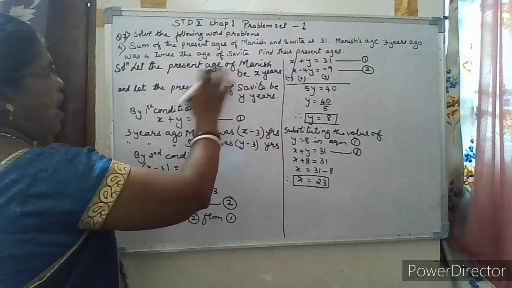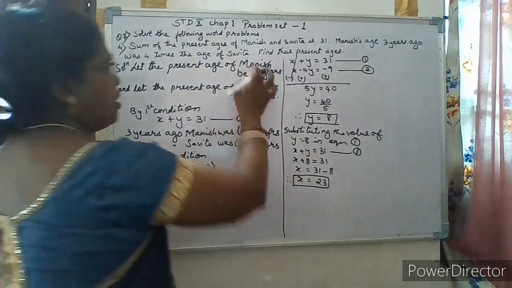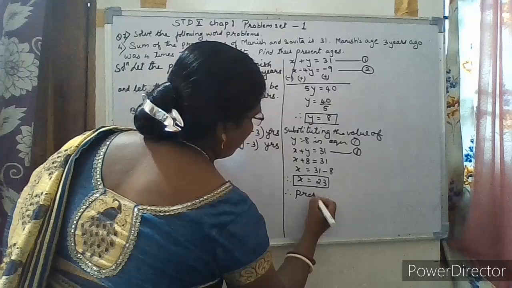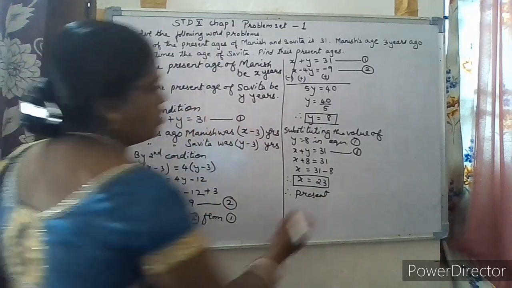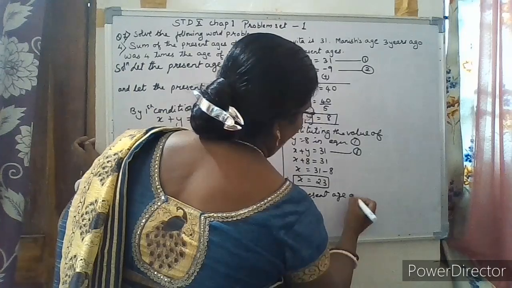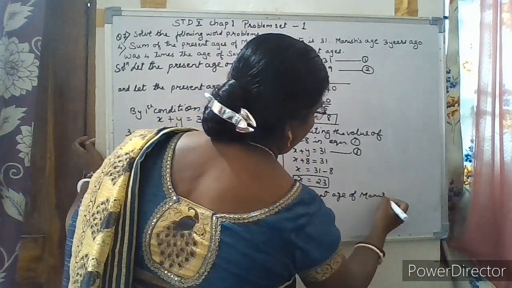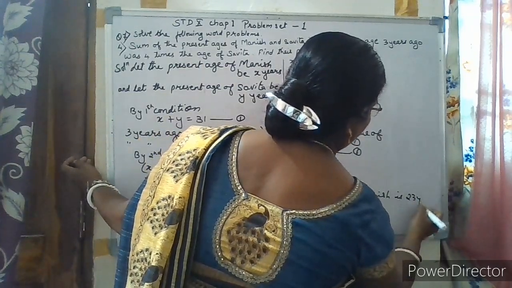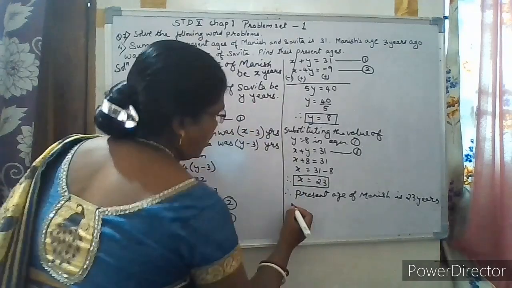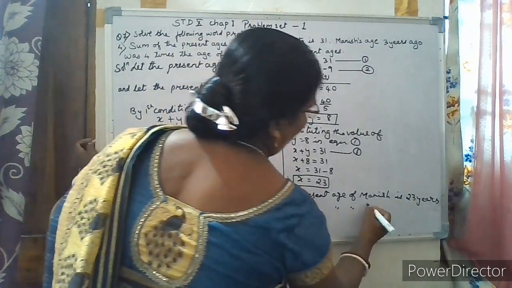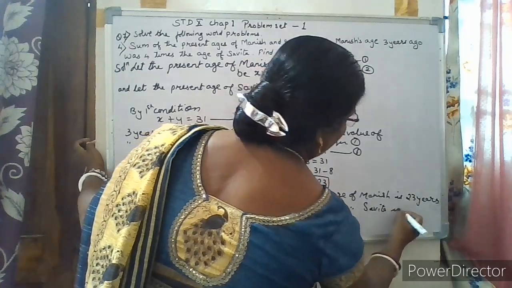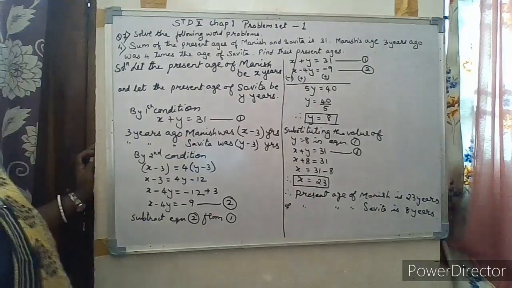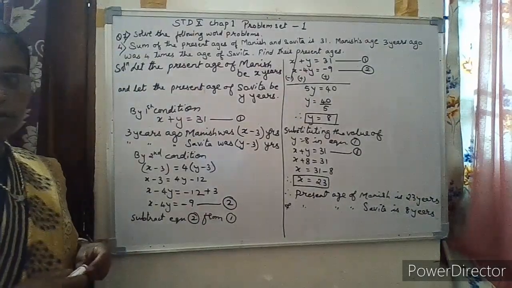So, what is x? x is the present age of Manish and y is the present age of Savita. Therefore, this is the concluding answer: the present age of Manish is 23 years and the present age of Savita is 8 years. So this is the conclusion of the answer we have got.